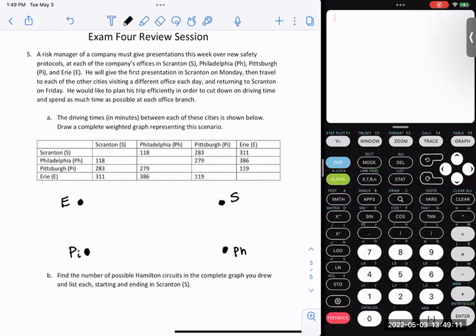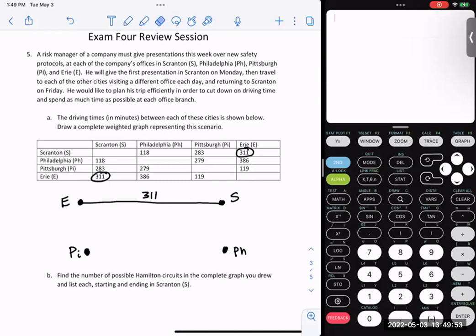And then this is going to be a complete graph, which means we're going to draw edges from every vertex to every other vertex. And we're going to label those edges with, in this case, the number of minutes it takes to drive from one to the other. So from Erie to Scranton, how many minutes does that take? It says in the table that takes 311 minutes. So I'm going to label that with the weight of 311. So this is going to be a complete weighted graph, and I'm going to draw edges to every pair of vertices and weight them with numbers. And you'll notice that numbers are in there twice. From Scranton to Erie is the same thing as from Erie to Scranton.